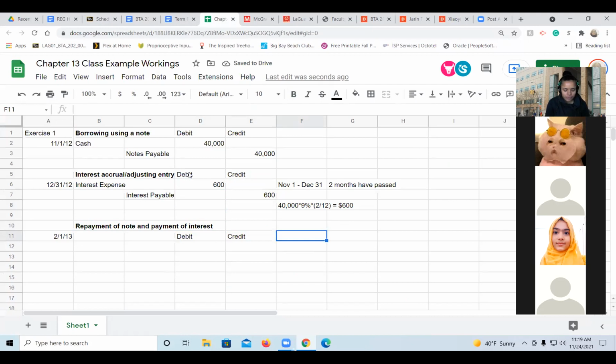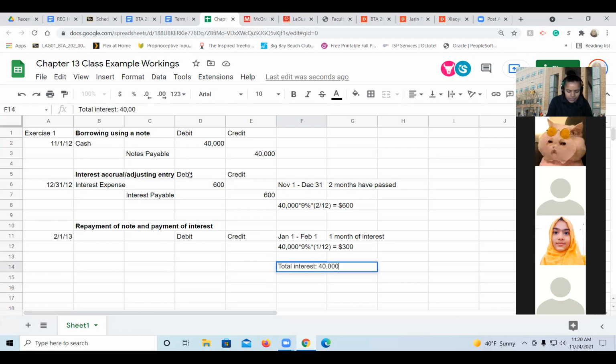From December the 31st to February the 1st, or we could say January 1 to February 1, that's 1 month of interest. So we have to account for that extra month, which we hadn't accounted for yet. So it's going to be 40,000 again times 9% times 1/12, and that's going to be $300. Or you could just calculate the total amount of interest on the note, and it's obviously $900. Since you had already accrued 600, the leftover amount of interest is 300. Either way, the total interest would be 40,000 times 9% times 3/12, and so that's 900, and you're basically in the same place.